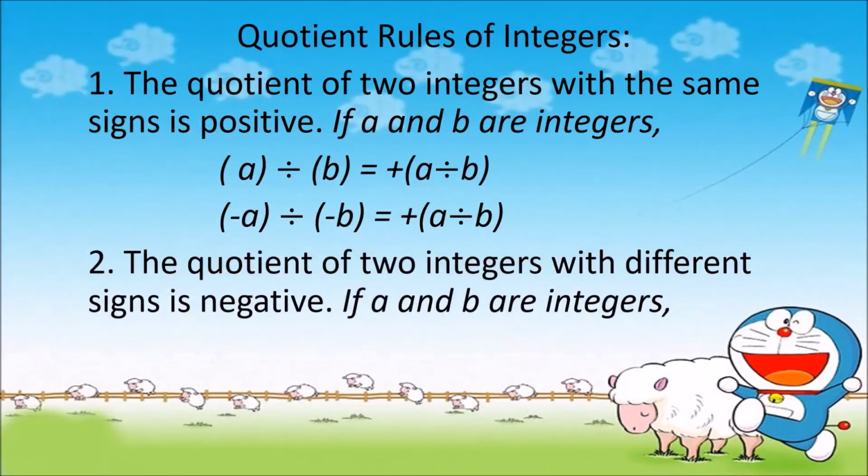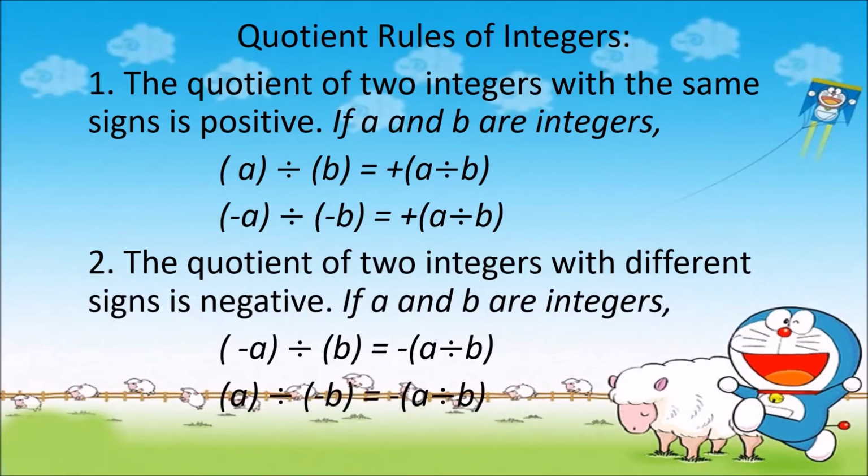Number 2, the quotient of two integers with different signs is negative. If A and B are integers, negative A divided by positive B, the signs are not the same, so the quotient is negative A divided by B. Example, negative 10 divided by positive 2, the signs are not the same. Negative divided by positive is negative, and 10 divided by 2 is equal to 5. Therefore, the final quotient is negative 5.